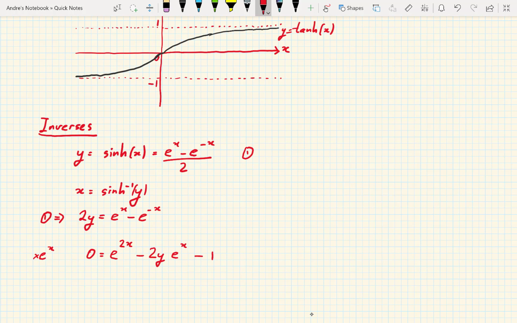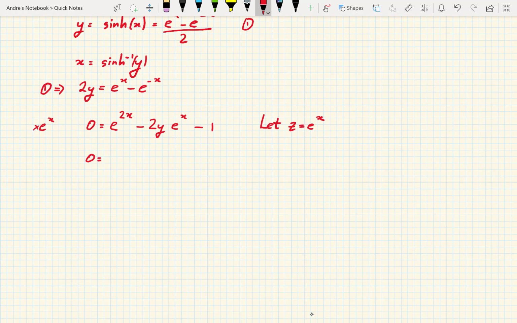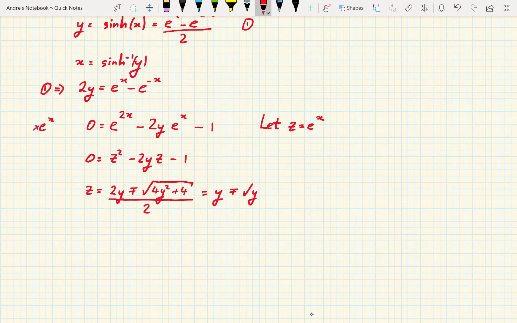This is actually a quadratic in e to the x. Setting z equals e to the x gives 0 equals z squared minus 2yz minus 1. And this can then be solved using the quadratic formula to give z equals 2y plus or minus root 4y squared plus 4 all on 2, which simplifies to y plus or minus root y squared plus 1. Now one of these roots is positive and the other negative, but z must be positive because e to the x is positive for real x.